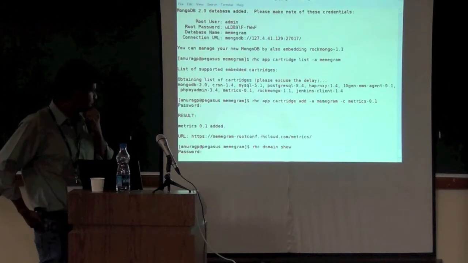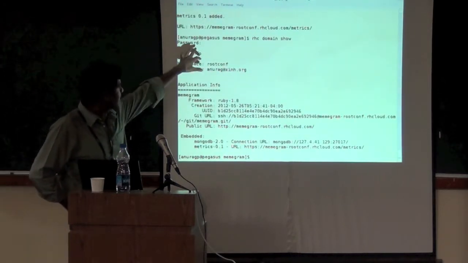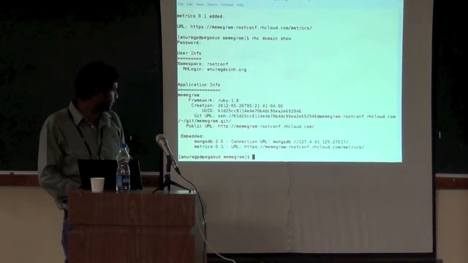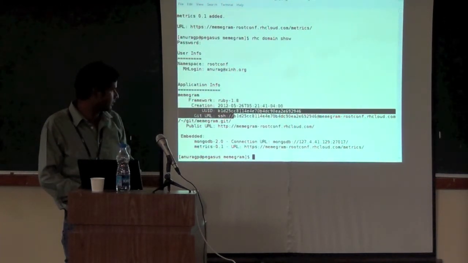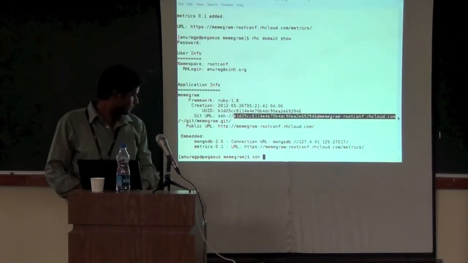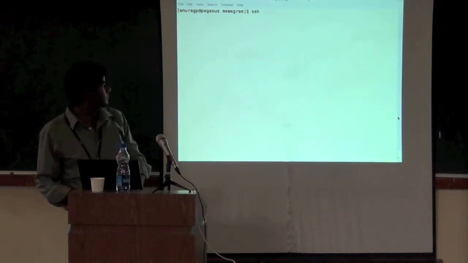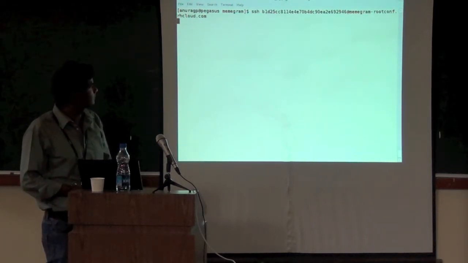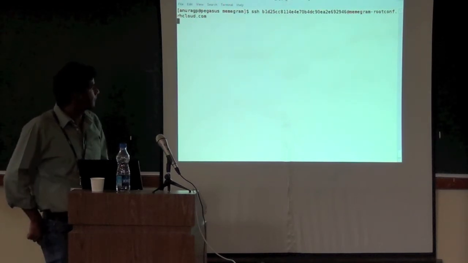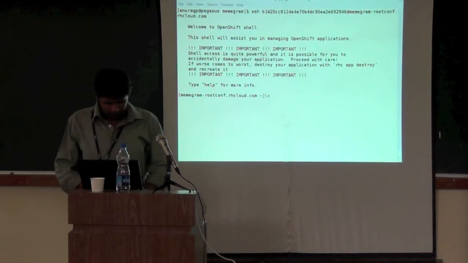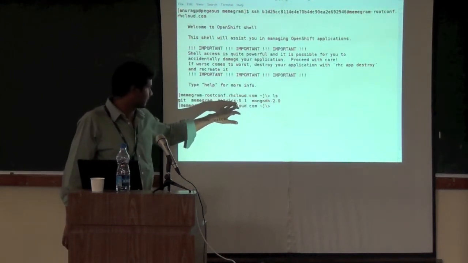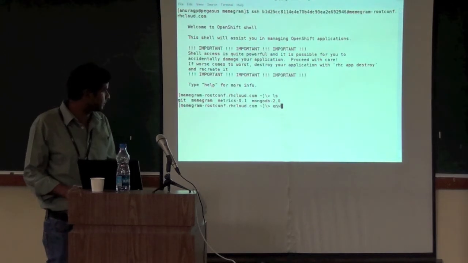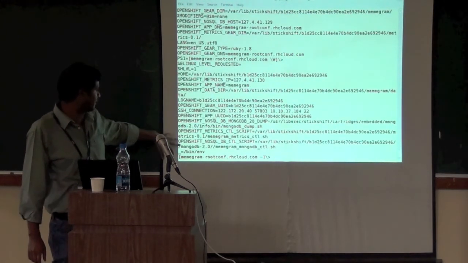I will see how the shell looks like. You can say RHC domain show, it will show you the information for your entire namespace. This is the application's UID. We'll log into this shell. These are the two cartridges which we added. This is your application, this is the repository, and these are the environment variables which are defined.